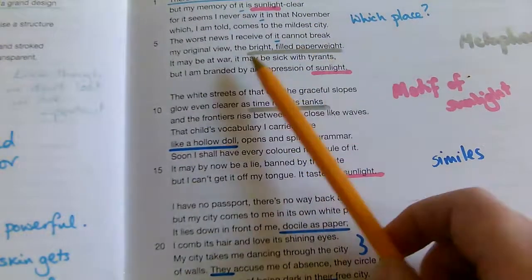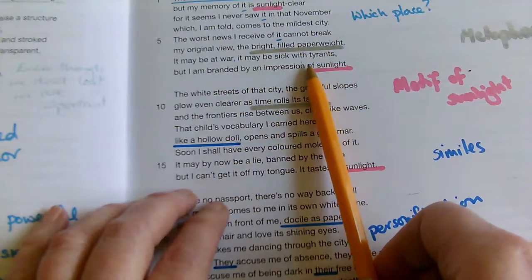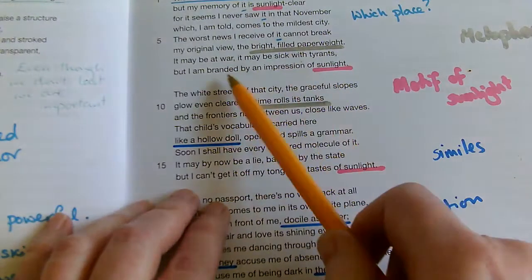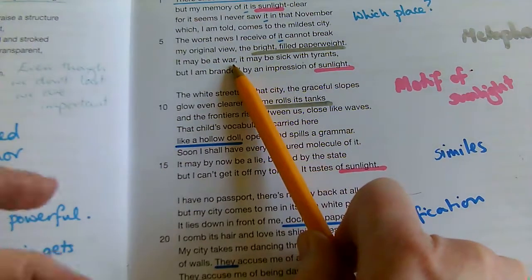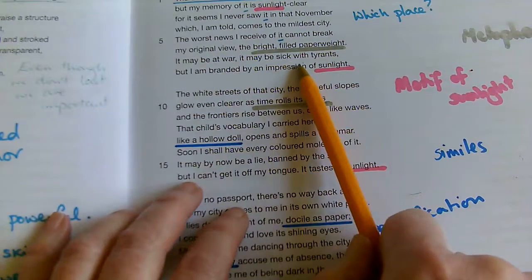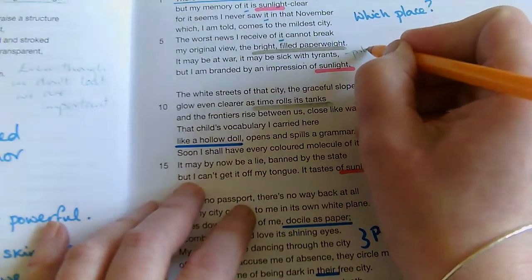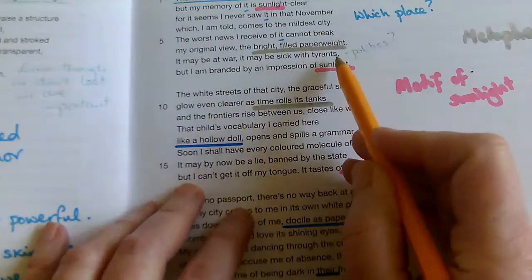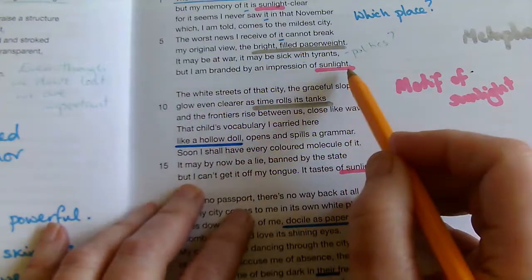And she develops this with, it may be at war, it may be sick with tyrants, but I am branded by an impression of sunlight. So the place that she came from might be at war now, but still in her mind, that memory is happy and bright. It may be sick with tyrants. So this is suggesting something to do with the politics of the place that she's come from. Is there some evil ruler there? Is it a place like Iraq? But I'm branded by an impression of sunlight.